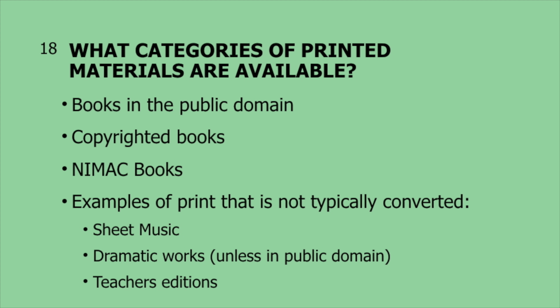Let's look at what books students can obtain through the digital library. There are 3 broad categories of books available. They are the public domain materials, of course, copyrighted materials, or NIMAC files. Public domain books are not under copyright and can be freely distributed and downloaded by anyone, even if not a member of Bookshare. Books under copyright can be downloaded for members by a sponsor or by the student if they have their own individual membership.